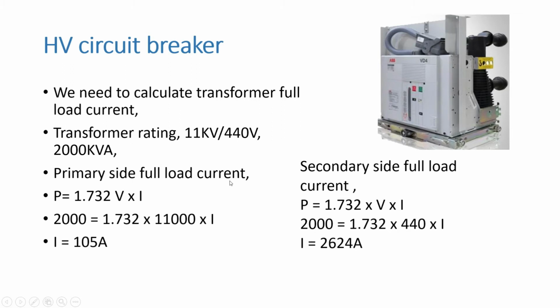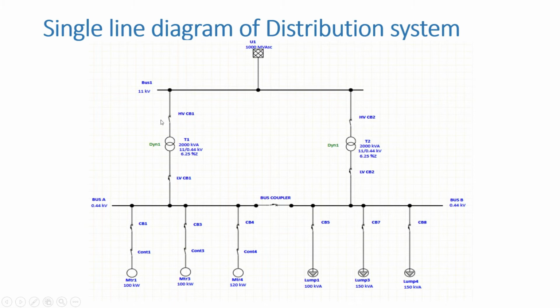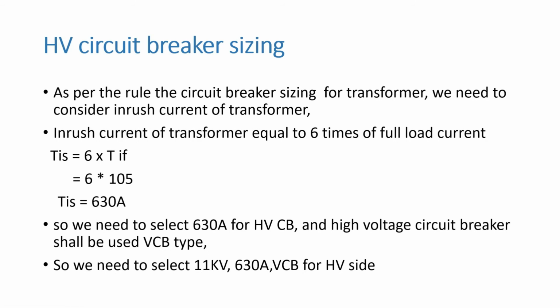So now I can easily design the HV circuit breaker, which is here. This circuit breaker rating I am going to design now. The IEC rule says that for circuit breaker sizing of the transformer we need to consider the inrush current of the transformer, because as you know a transformer is an induction machine, so at starting time it consumes 6 times the full load current. So our circuit breaker should withstand that inrush current of the transformer.